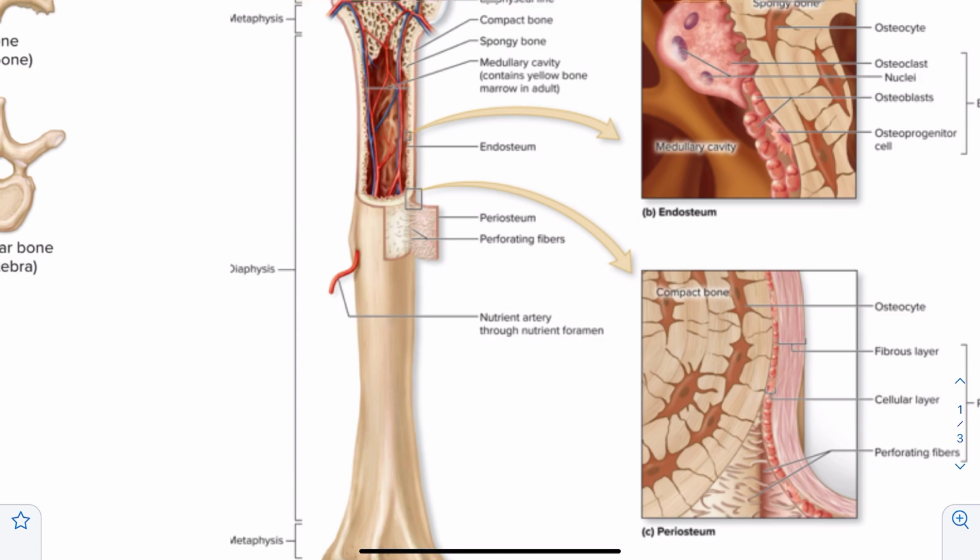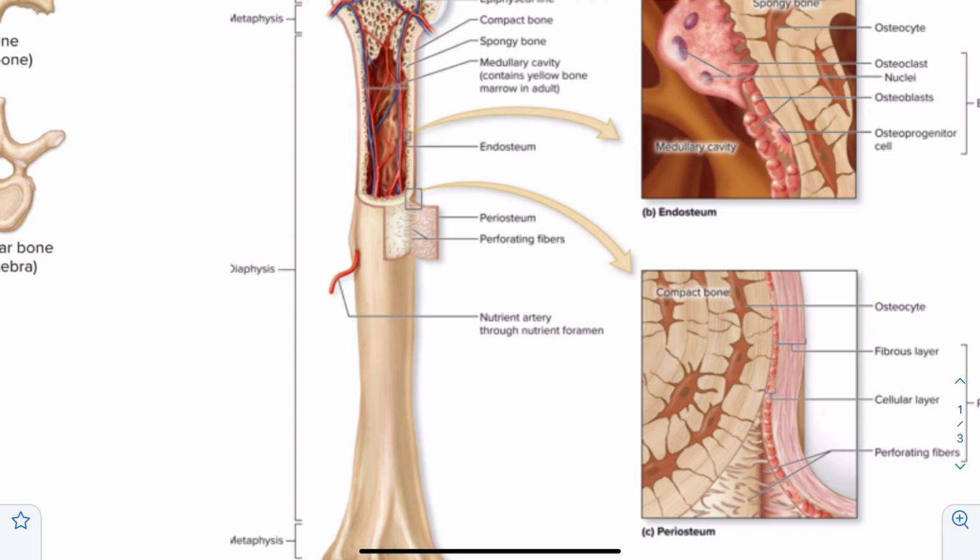Now, when you're a kid, all of your bone marrow is going to be what's called red bone marrow. This contains cells that are called hematopoietic stem cells. That means that when they grow up, these stem cells are going to be blood cells. As you age into adulthood, a lot of your red bone marrow in your limbs is going to turn into yellow bone marrow, which is more like fat storage. But red bone marrow will remain in some other bones.